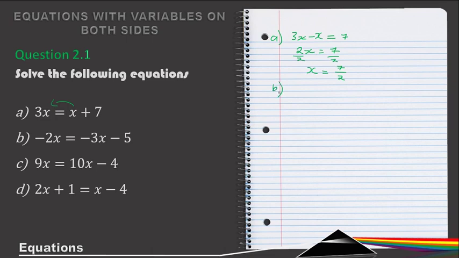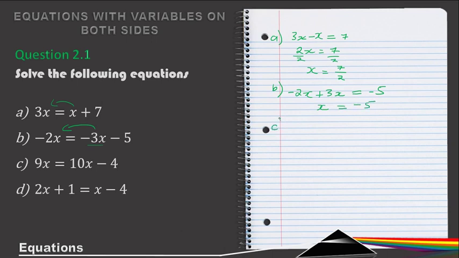For B, I have an x over here, so bringing all my x's to the left-hand side gives me negative 2x. That negative 3x coming over becomes a plus, so that's plus 3x on the left-hand side equals negative 5. And now if I say minus 2 plus 3, that gives me plus 1. So that's just x is equal to negative 5, and then we're done.